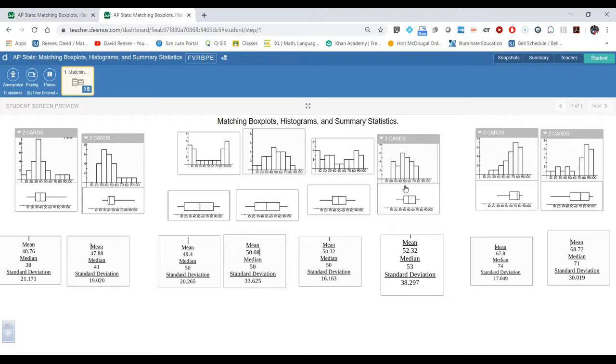So again, if you were listening on the last video and you're thinking standard deviation, what should be true about the standard deviation on this one, say, versus this one? All right, so let's see here. 0 to 100, 0 to 90, 0 to 100.